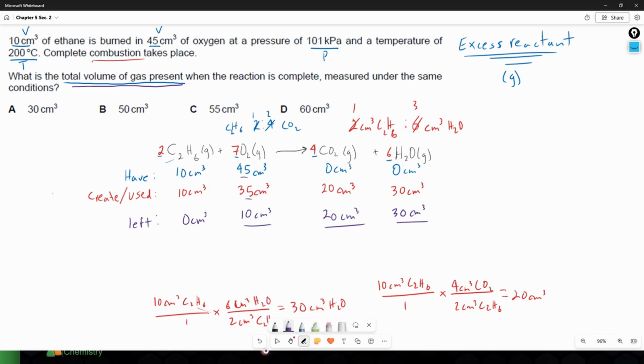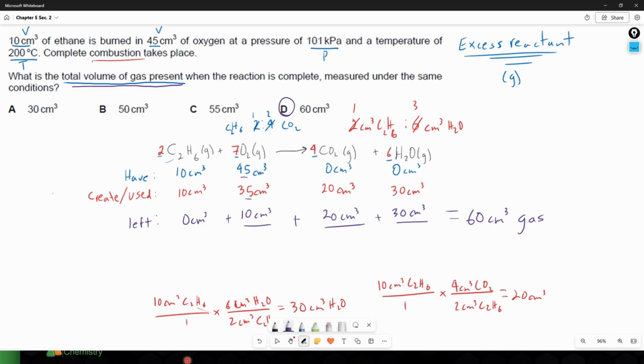So again, the question is, what is the total volume of gas present? Well, at the end, left over, we have 0 volume of ethane plus 10 of oxygen that we have left because we only use 35 out of the 45, plus 20 cubic centimeters of carbon dioxide we created, plus 30 cubic centimeters of water we created. So it's 30 plus 20 plus 10, is 60 cubic centimeters of gas in total. Meaning that the final answer here should be D.